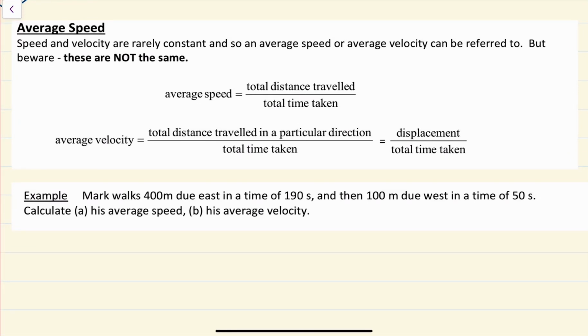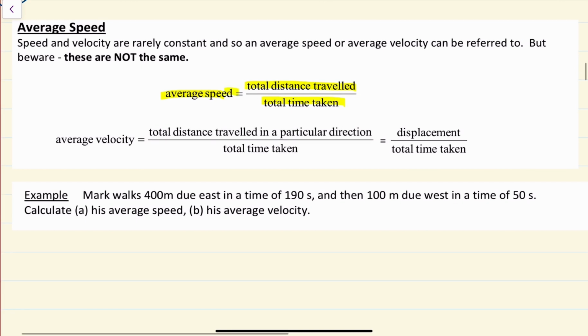We're going to look now at average speed and average velocity. Now if we just jump into it, average speed is equal to the total distance travelled divided by the total time taken, whereas average velocity is the total distance travelled in a particular direction, and we know that as displacement, over the total time taken. So average velocity is the total displacement over the total time taken.